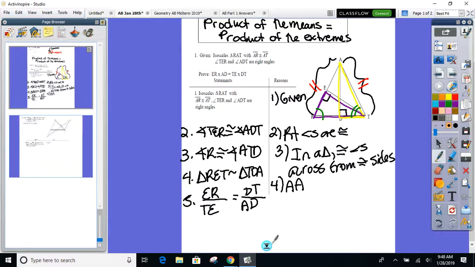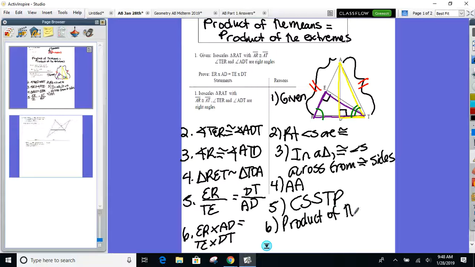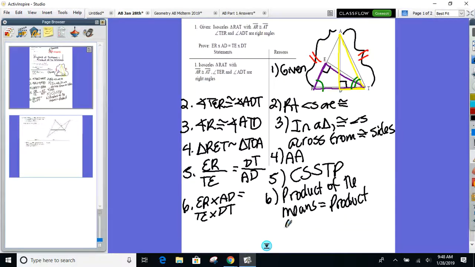And then before the midterm review, why are the sides in proportion? That's CSSTP. Now that you've built yourself a proportion, cross multiply. And yes, the last step, we can say ER times AD is equal to TE times DT. And that's our theorem: product of the means equals product of the extremes.